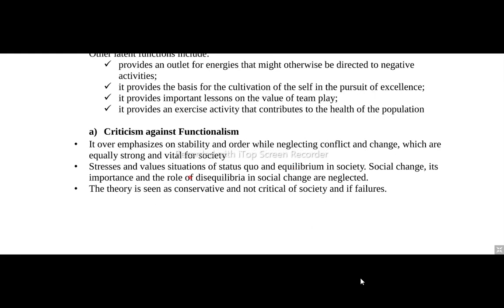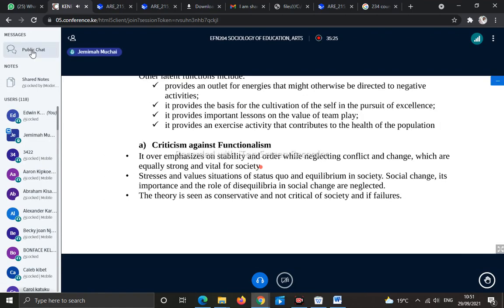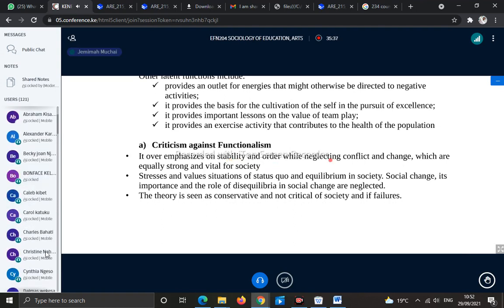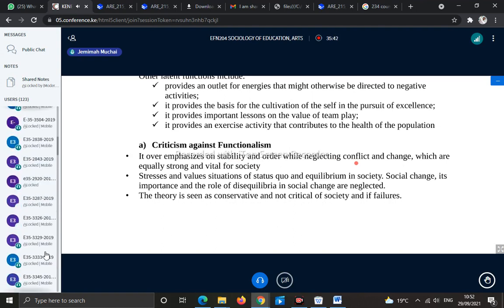Criticism against functionalism. It overemphasizes stability and order while neglecting conflict and change. So we are talking about how those different institutions within the society have to work and respect each other so that there is stability and order. But you're not talking about how they can deal with conflict or how they can deal with change that is occurring in each.